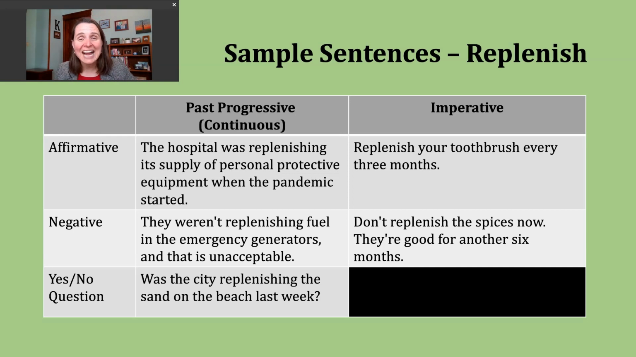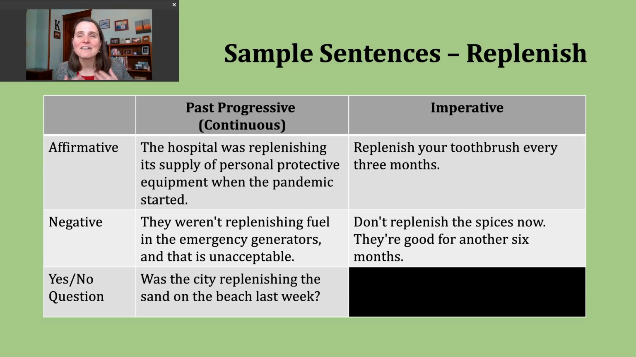So if our subject is I, he, she, or it, we'll use was and then that ing form of the verb. But if our subject is you, we, or they, we'll use were, W-E-R-E, and then the ing form of the verb. Let's take a look at an example sentence. The hospital was replenishing its supply of personal protective equipment when the pandemic started. Okay. Now, you might be thinking back to about 4 years ago and some of the challenges and problems that many medical offices, hospitals were facing.